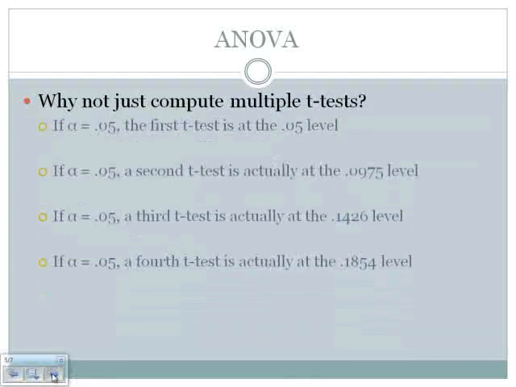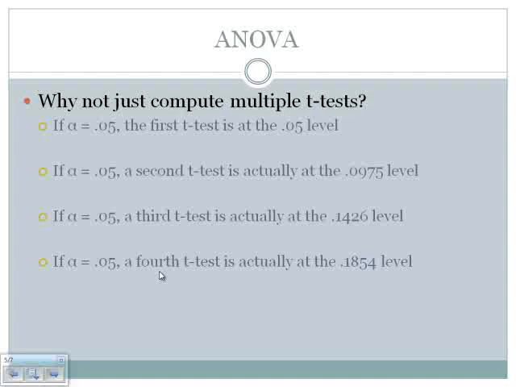Now you might be wondering, why don't you just compute multiple t-tests? And the reality is that you could. Let's say that we have 4 groups of people, which means we would have to do lots of calculations to look at the difference between group 1 and group 2, group 1 and group 3, group 1 and group 4, group 2 and group 3, group 2 and group 4, and then group 3 and 4. So we could do multiple t-tests.